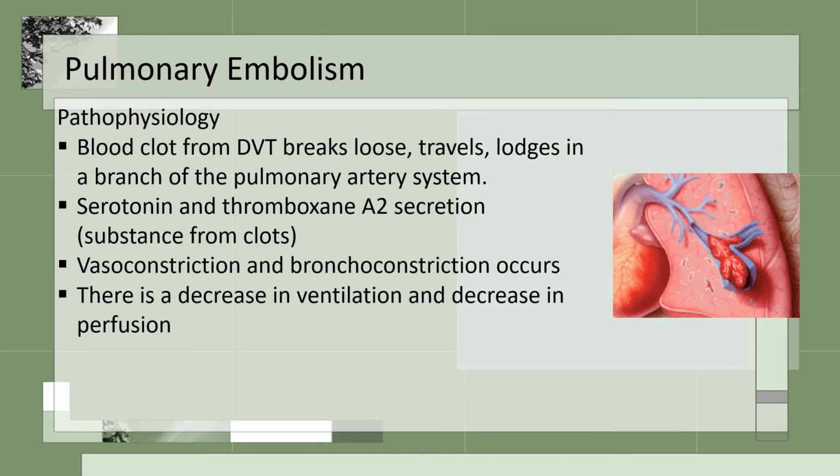The next respiratory disorder we're going to cover is pulmonary embolism. The pathology of a pulmonary embolism is that a blood clot from a DVT, or deep vein thrombosis, breaks loose. It travels and lodges in a branch of the pulmonary artery system. The clot secretes serotonin and thromboxane A2. There is vasoconstriction and bronchoconstriction in that lung. There is a decrease in ventilation and a decrease in perfusion.